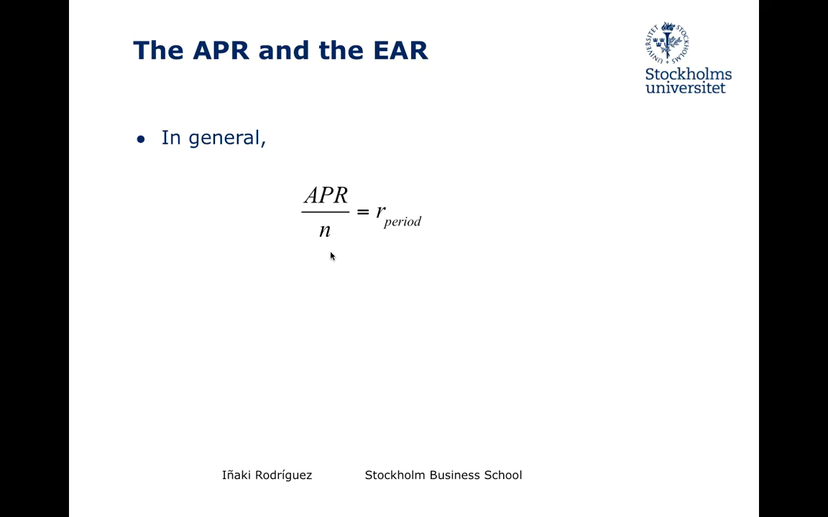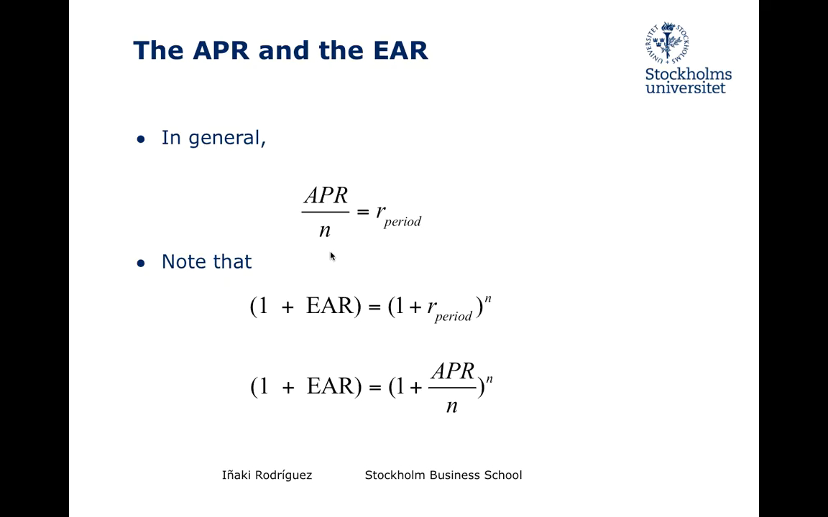Now, recall that from the video on EARs, effective annual rates, we concluded that those discount rates are also linked to the effective annual rate by this equality. Hence, this equality and the previous one give together a link between the effective annual rate and the annual percentage rate, formulated by means of this equality.